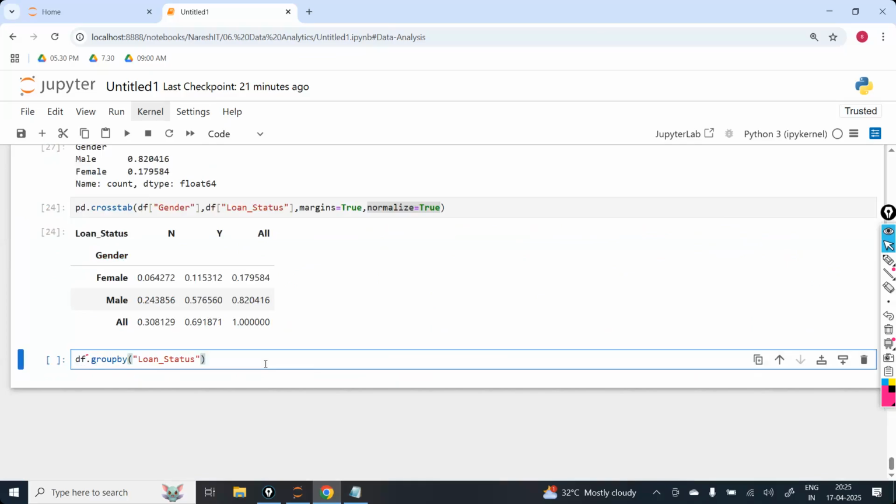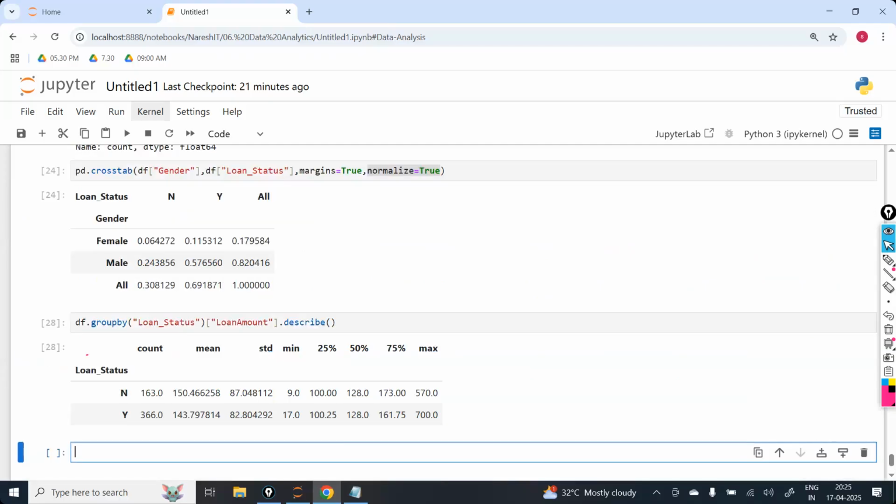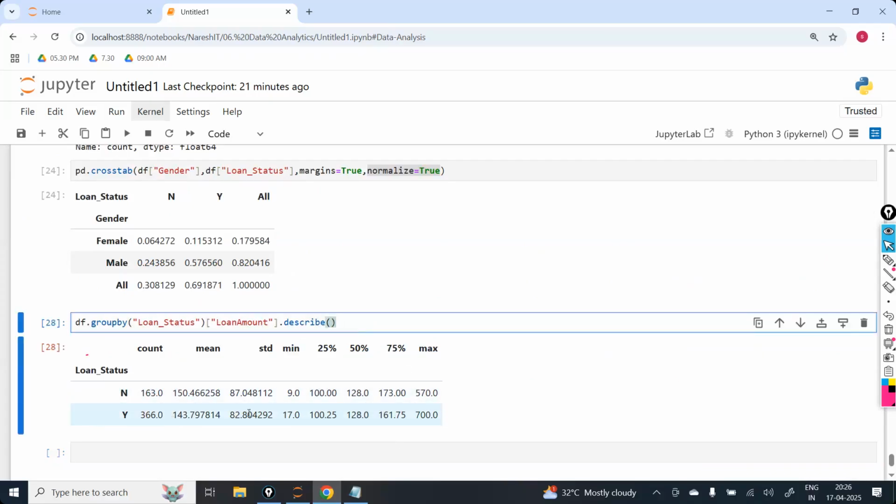First it will create the groups, yes and no. In each group, I'm going to take the loan amount dot describe or mean. If you apply mean, you will get only the mean. But when you apply describe, you will get everything for each group, the no's and the yes. But here I have got it like this, and I don't want it like this. I want it column wise, so I'm applying dot transpose.